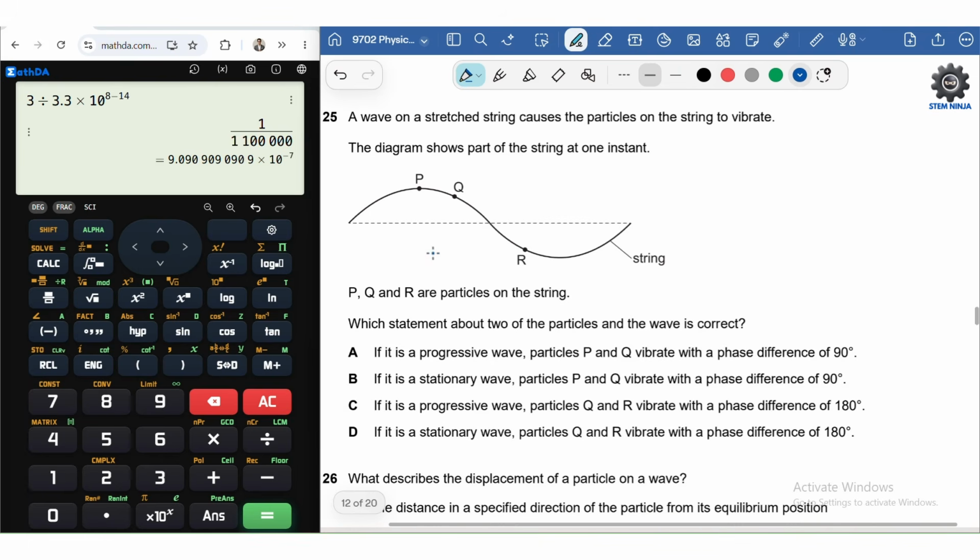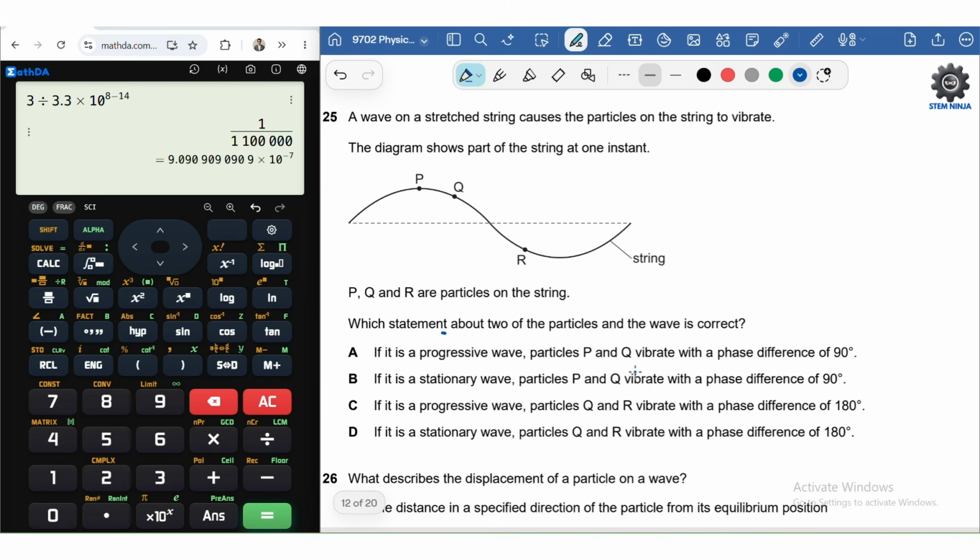A wave on a stretched string causes the particles on the string to vibrate. The diagram shows part of the string at one instant. P, Q, and R are particles on the string. Which statement about the particles and the wave is correct? Okay, so a stretched string causes particles on the string to vibrate. Which statement about the particles and the wave is correct?